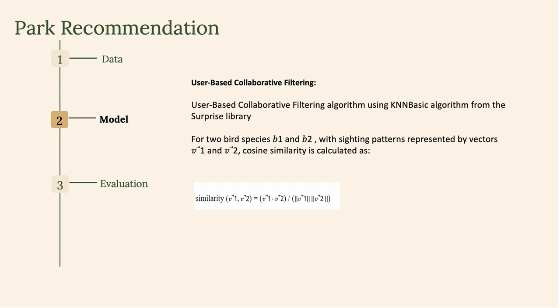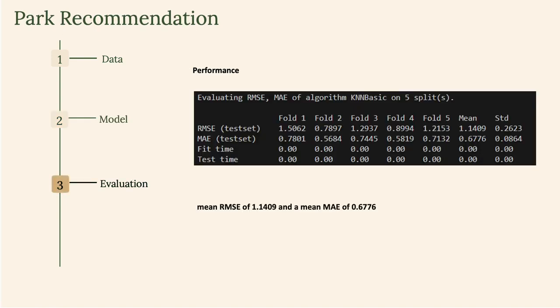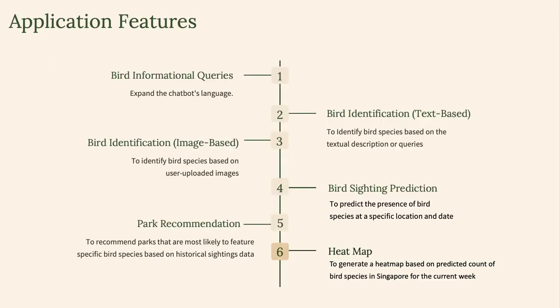We developed a user-based collaborative filtering algorithm with bird species as users and parks as items to predict bird sightings. Using the KNN basic algorithm from the Surprise library, we identified parks with similar bird sighting patterns. We evaluated our model using five-fold cross-validation, focusing on RMSE and MAE. With mean RMSE of 1.1409 and mean MAE of 0.6776, our model shows high precision in predictions, reflecting a robust statistical analysis and practical understanding of birdwatching dynamics.